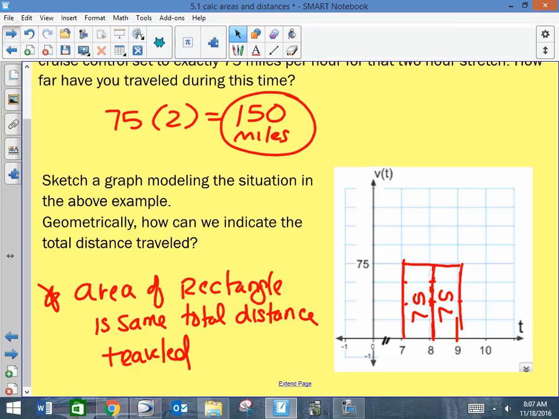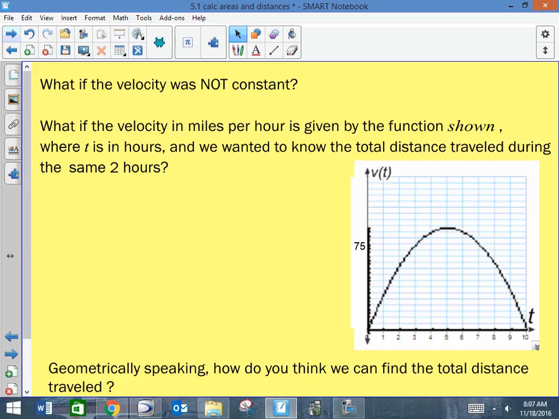All right, so let's look at a velocity that is more appropriate, where you start with no velocity. You ease up, you say, okay, I'm going to drive this way, and then I'm going to slow down. It's probably not perfectly parabolic, but probably closer than 75 miles an hour, because we can't really start there. Okay, so same 2 hours. Let's talk about the 7 to 9 area right here.